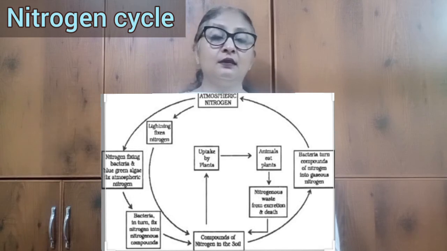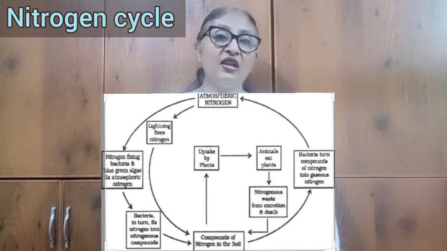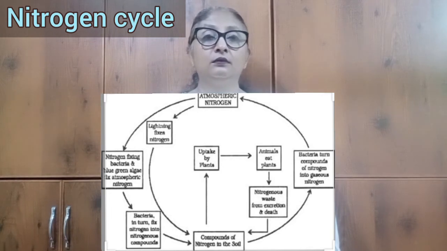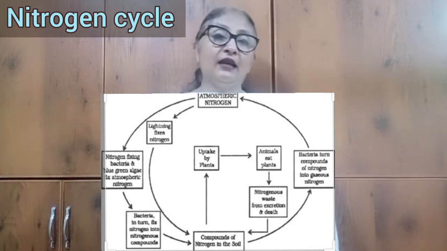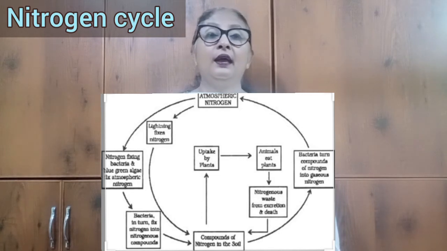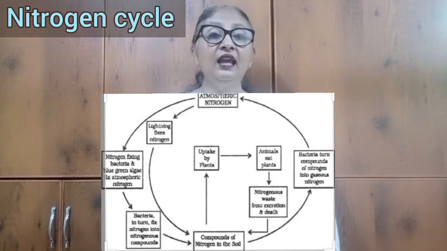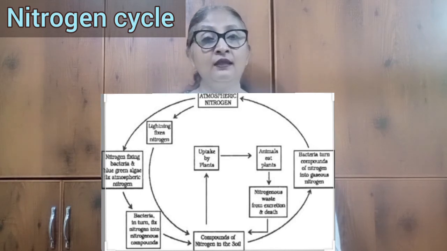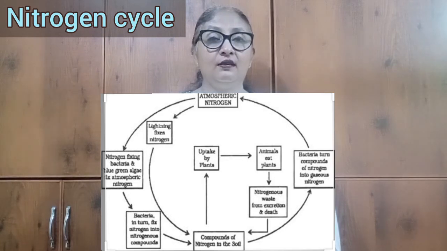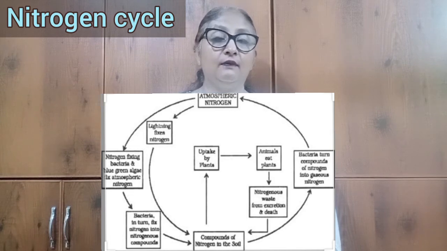Once these are released back into the soil, these inorganic nitrates and nitrites are converted to ammonia by ammonifying bacteria. This is then converted back into atmospheric nitrogen by a group of bacteria known as denitrifying bacteria. Thus, the percentage of nitrogen is always maintained at 78% in the atmosphere.